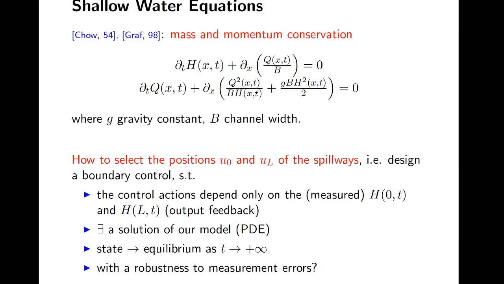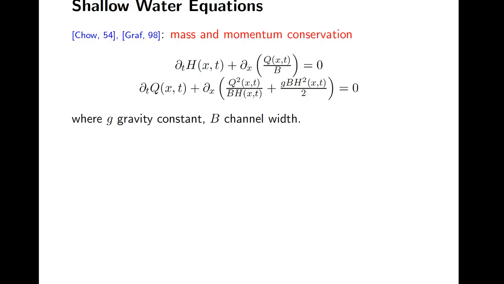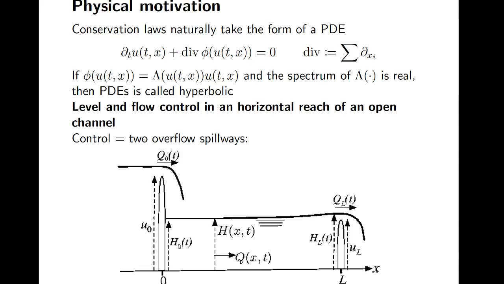To achieve certain properties. For example, in this case, there are several constraints that one needs to consider. For example, that the action only depends on the measured variable, which in general are, if you look at this scheme, we are assuming that we measure this variable here, we measure this variable here, we don't know what's going to happen inside the channel, right? This is the first challenge you may encounter in PDEs, okay?